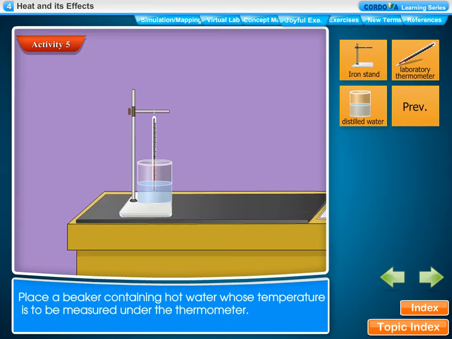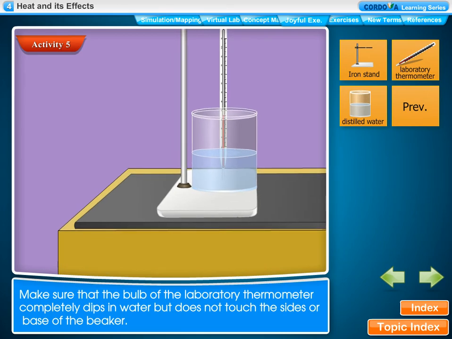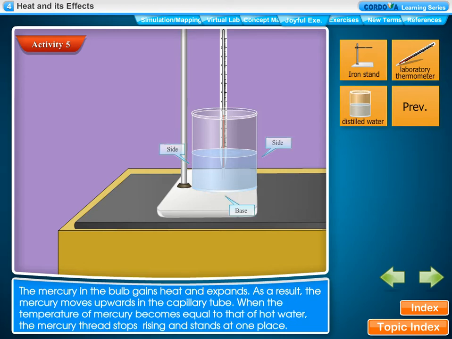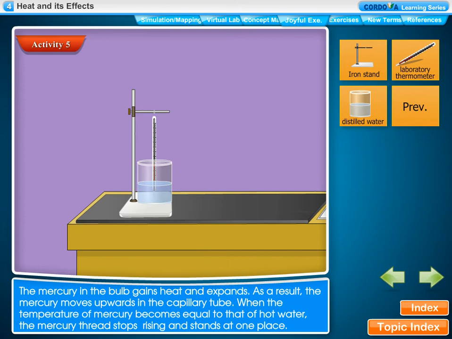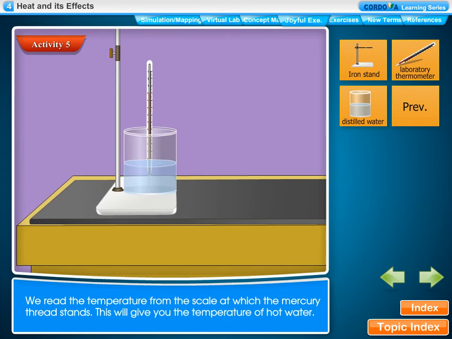We place a beaker containing hot water whose temperature is to be measured under the thermometer. We make sure that the bulb of the laboratory thermometer completely dips in water but does not touch the sides or base of the beaker. The mercury in the bulb gains heat and expands. As a result, the mercury moves upwards in the capillary tube. When the temperature of mercury becomes equal to that of hot water, the mercury thread will stop rising and stand at one place. We read the temperature from the scale at which the mercury thread stands. This will give us the temperature of hot water.